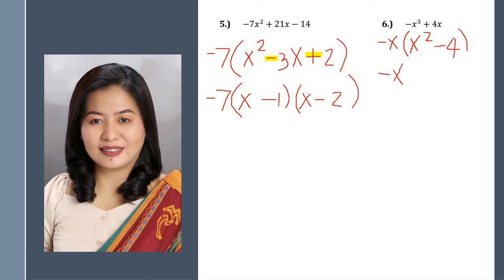So negative x times x minus 2 and x plus 2. So the factors of negative x cubed plus 4x are negative x times x minus 2 times x plus 2.